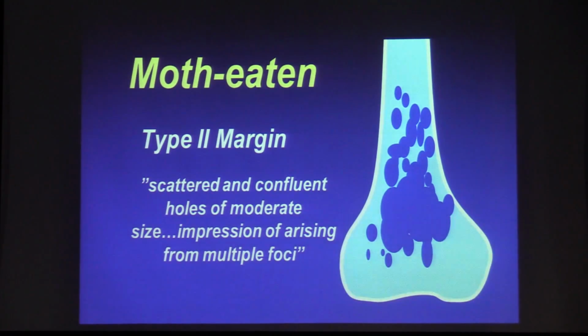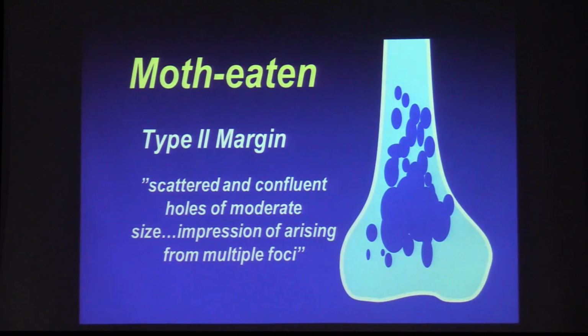Now, when we go to the higher types of margins, such as the moth-eaten and permeative type, it becomes a little hard sometimes to separate them. And Lodwick even said that they often will occur in the same lesion together, although he really thought that they were separate processes. And again, one can argue whether that's really true, because it is hard to separate them radiographically, but we'll pretend we can.